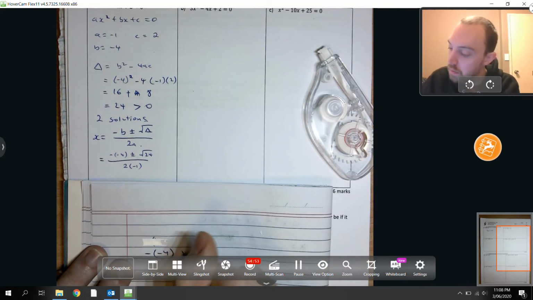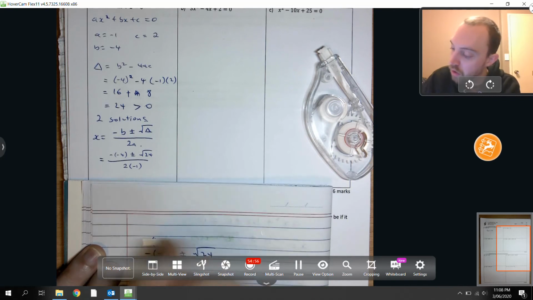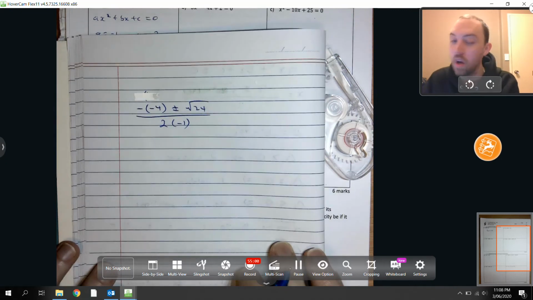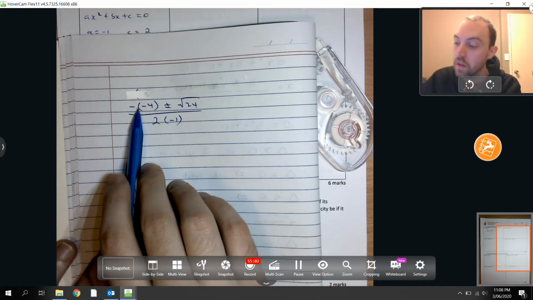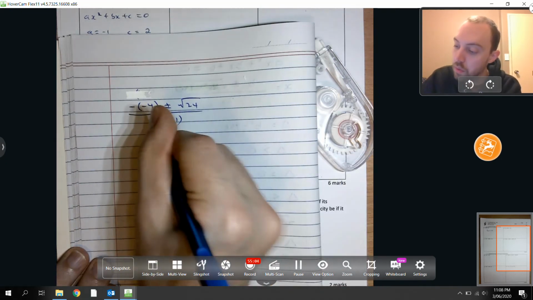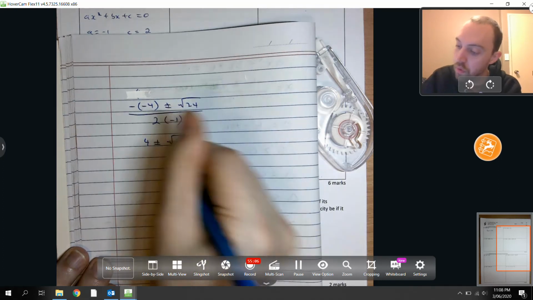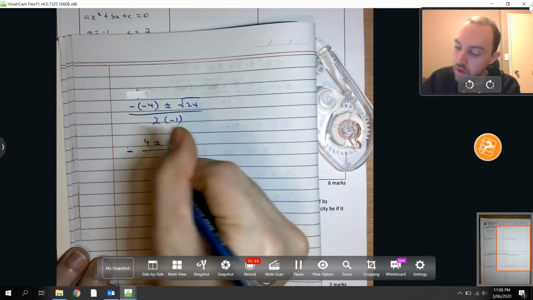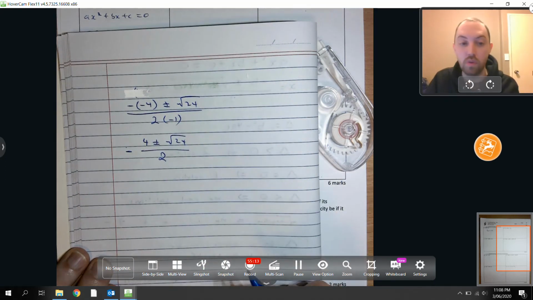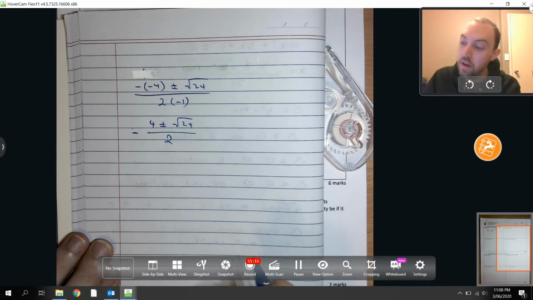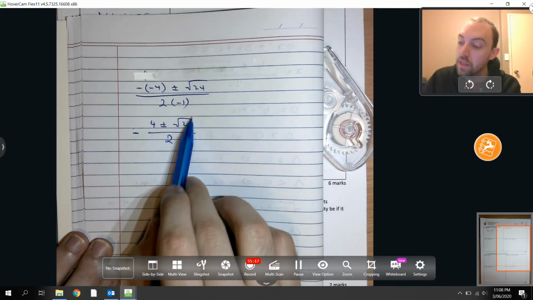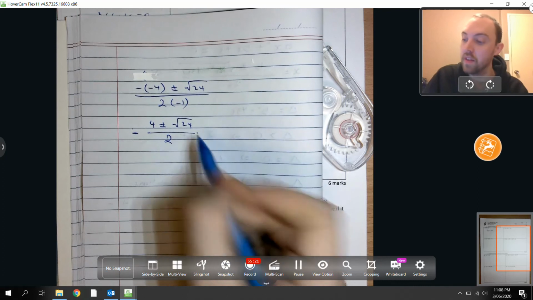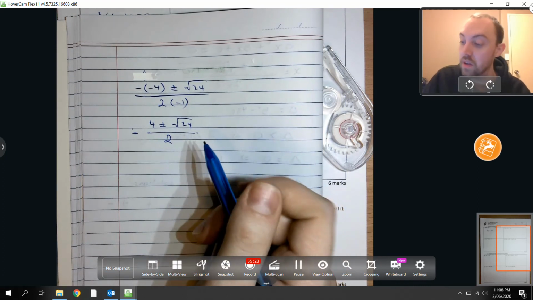Negative 4 plus or minus the square root of 24 on 2 times negative 1. Alright. Negative makes a positive: 4 plus square root of 24 over negative 2. Negative can just come out the front, and we'll just do divided by 2 there. The surds are a little bit different. We can simplify this further if we understand our surds a bit more.